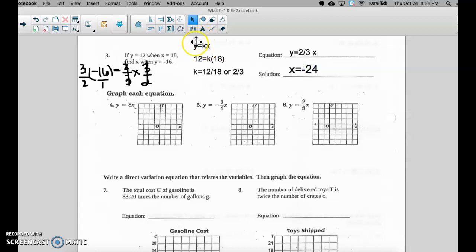So for the quiz tomorrow, you're really going to need to know y equals kx and how to solve for k. Beyond that, there's not much new.